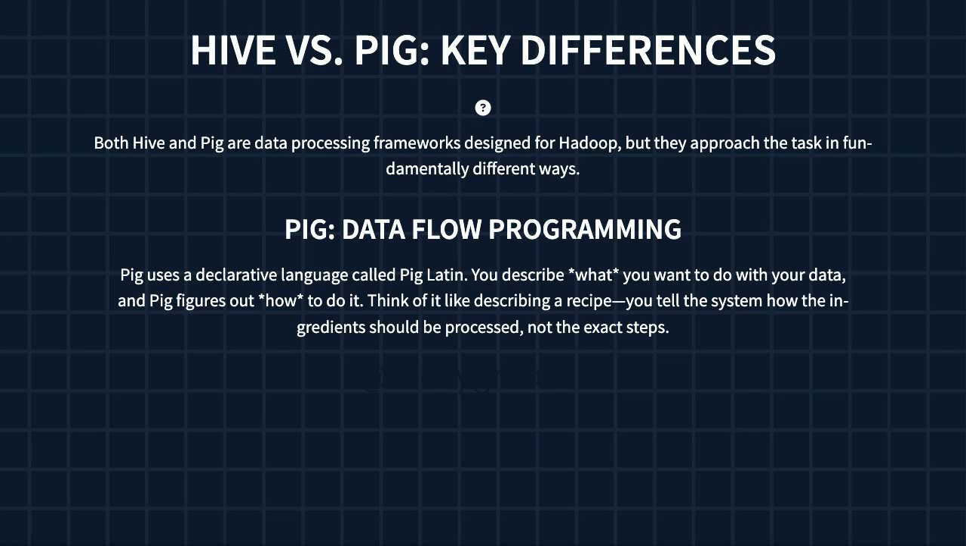So Pig focuses on describing the process, while Hive focuses on the execution. They're both great for big data, but suited to different needs. Hive is generally better for complex queries and warehousing, while Pig excels at quick prototyping and simpler transformations.